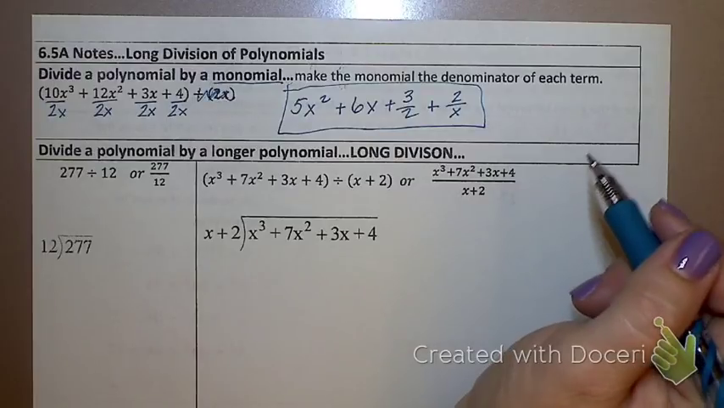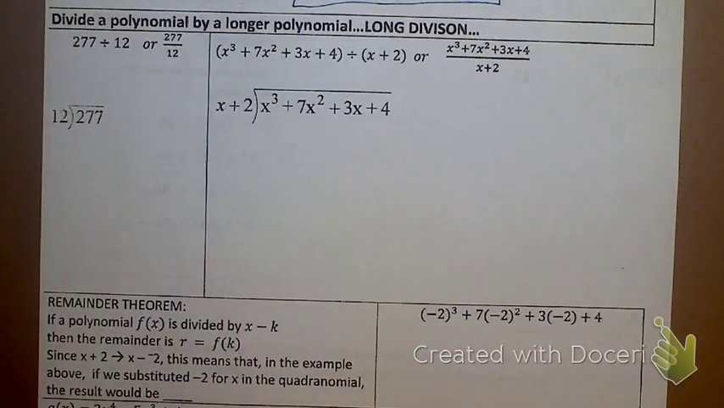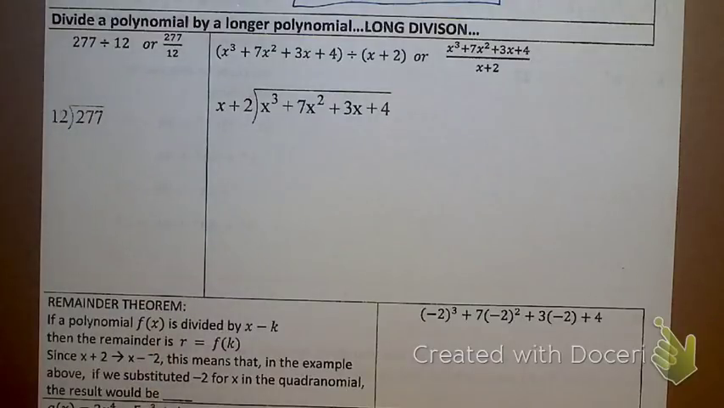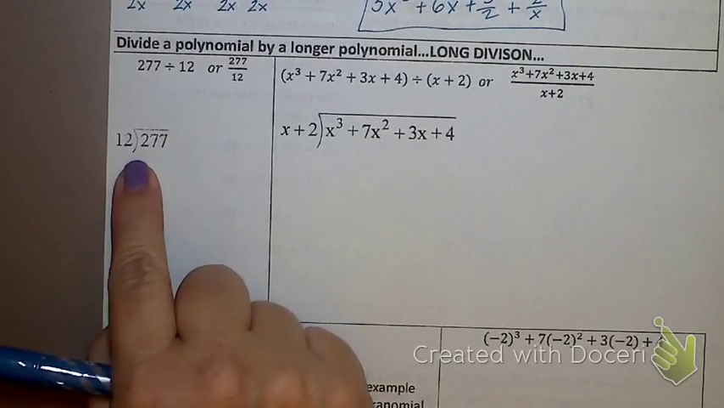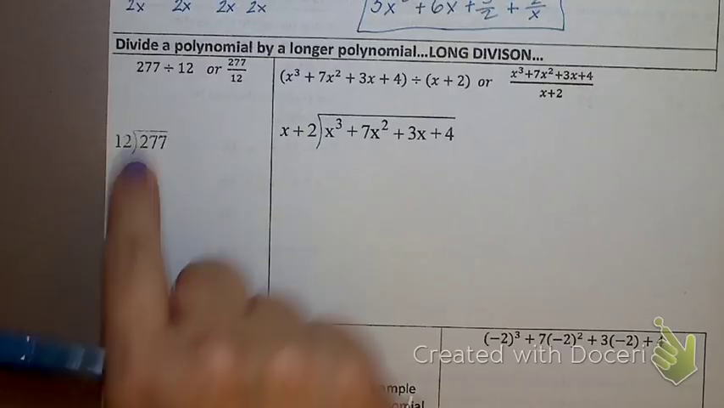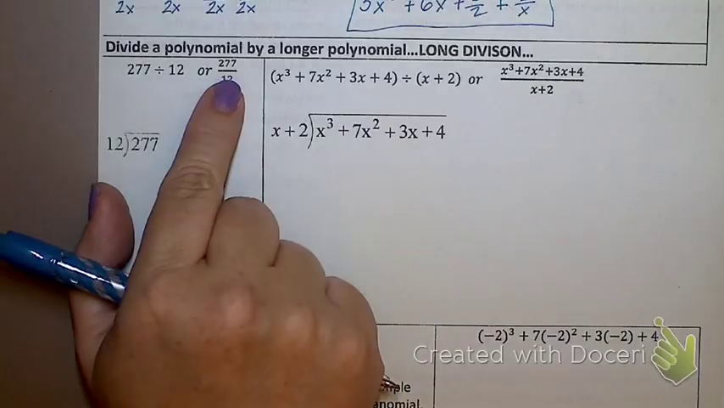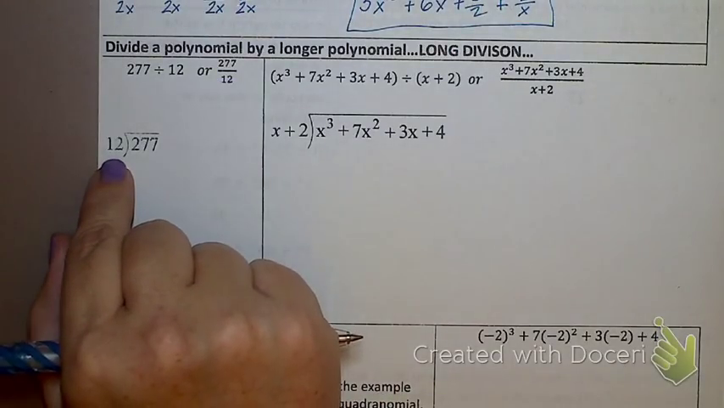But you know it's not going to stay like that. We are going to divide a polynomial by another polynomial. Now, I am going to kind of mirror this with a 3rd grade problem. So, here is my 3rd grade problem. 277 divided by 12. Could be written like that. Could be written like that. Could be written like this.